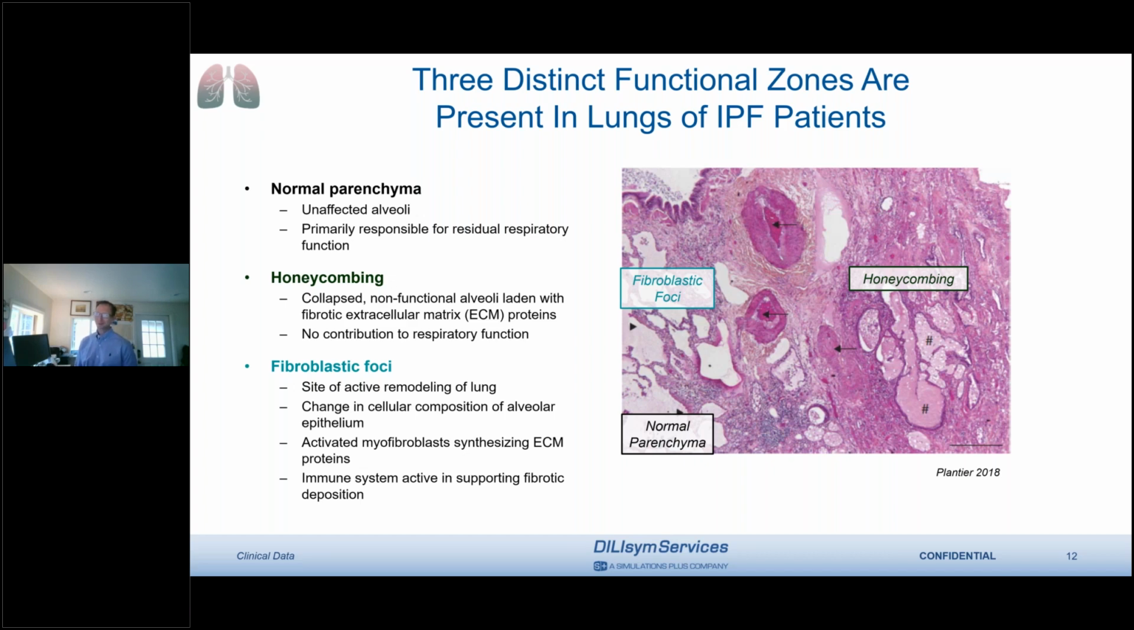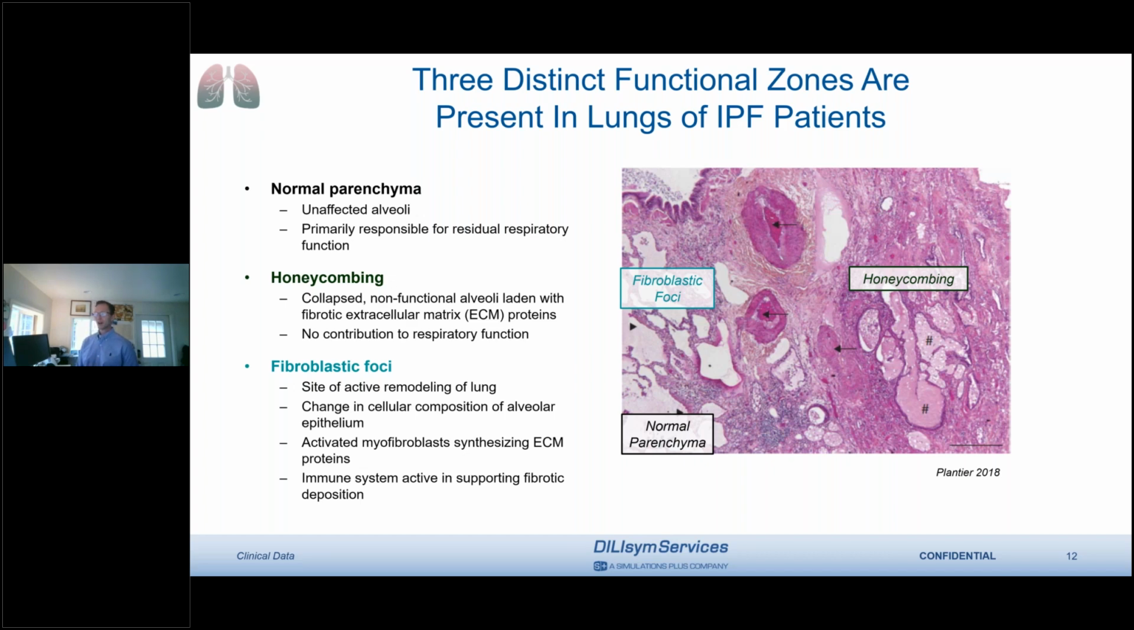Obviously, the normal parenchyma contributes normally and is kind of plugging away at providing the respiratory function. And then there's that intermediate zone, which is also known as the fibroblastic foci. So really what's happening here is this is where the lung is actively undergoing that remodeling, and it's really where the pathophysiology, again, is quite active. So you have the inflammation, you have the fibroblasts and the active fibrotic processes.